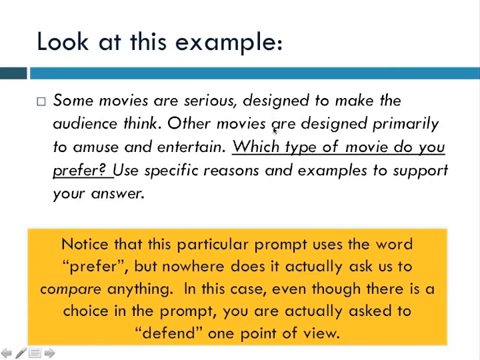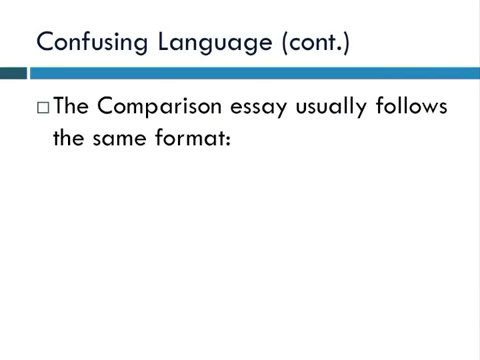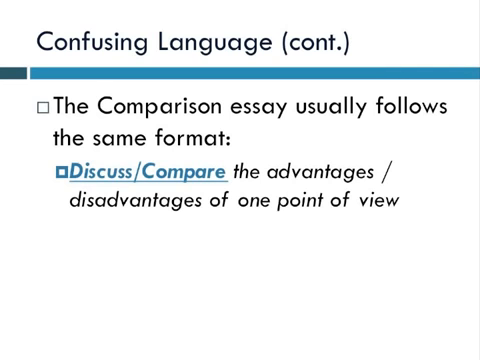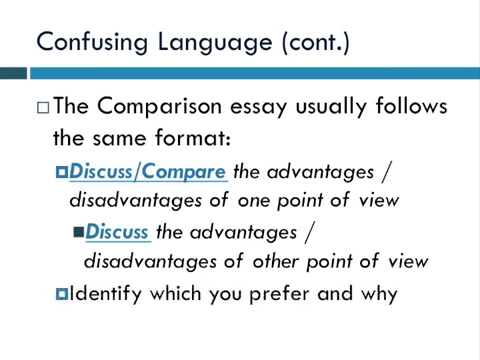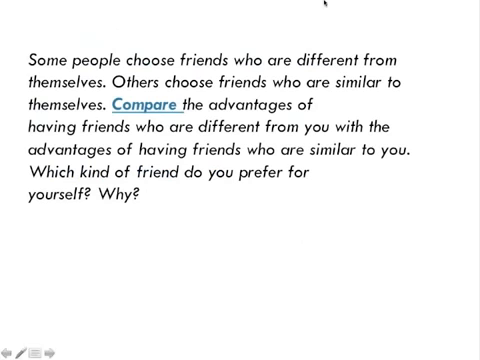We have to choose one of the two topics, one of the two choices given, and basically state which we prefer. But if you compare it to a comparison essay, again, remember a comparison essay will directly state that we have to compare or discuss the advantages or disadvantages of a point of view, and perhaps discuss the advantages and disadvantages of the other point of view. And then usually at the end of the comparison essay, we have to identify what we prefer and why. So notice in this particular one, I've highlighted the word compare here. Notice that it actually directly states compare. But later in the essay, it does say which do we prefer.